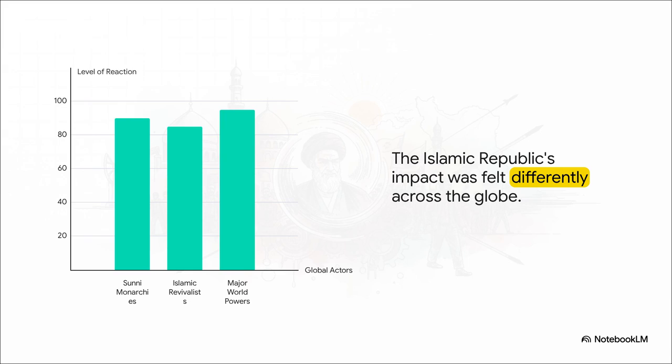They were afraid Iran would try to export its revolution to their people. But for many Islamic revivalists around the world, Khomeini became a hero for standing up to the West. And for the big world powers, well, it just meant a new, unpredictable, and seriously destabilizing force had just shown up in one of the most important regions on Earth.